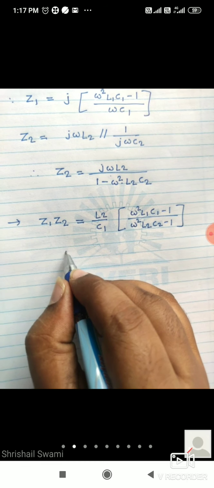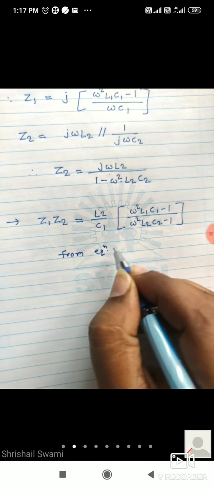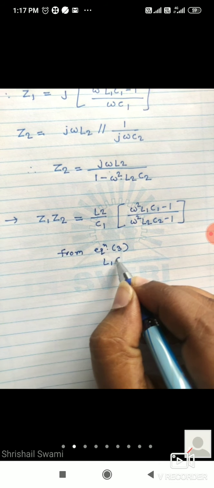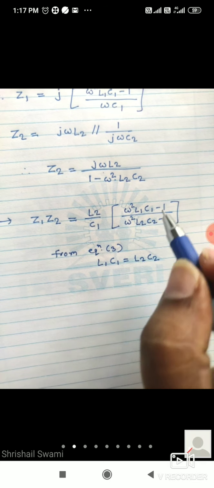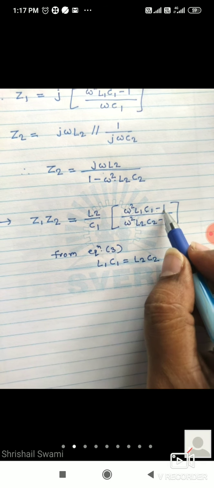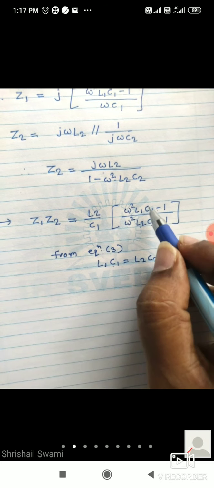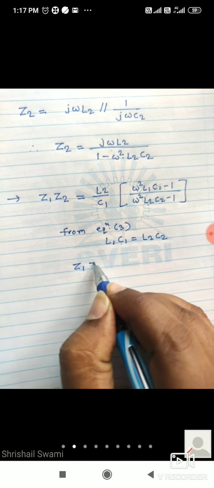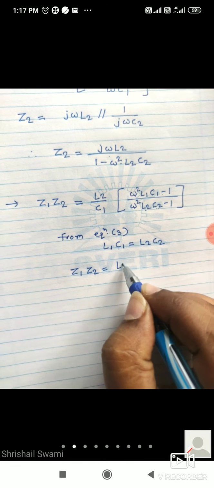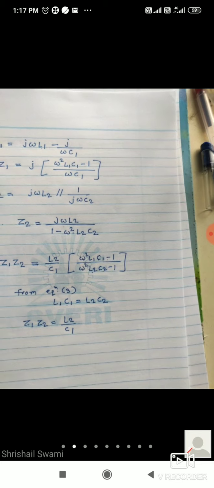So from equation number 3, L1 C1 is equal to L2 C2. If you put that here, omega square L1 C1 minus 1 as it is, and omega square L2 C2 is replaced by L1 C1, then both become the same, which means the ratio becomes 1. Then Z1 into Z2 is equal to L2 upon C1, which we already saw in equation number 4.